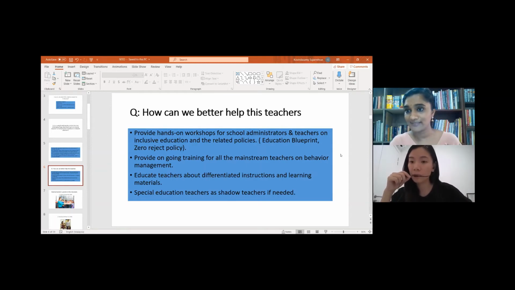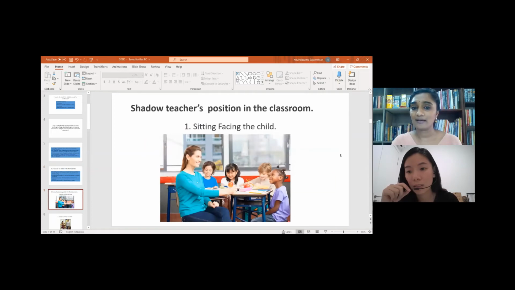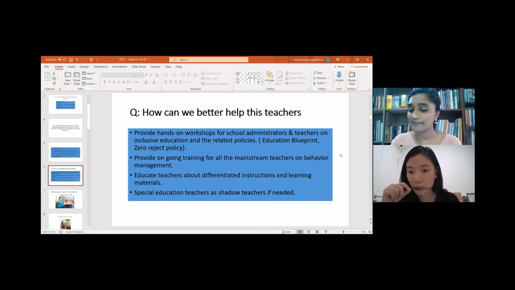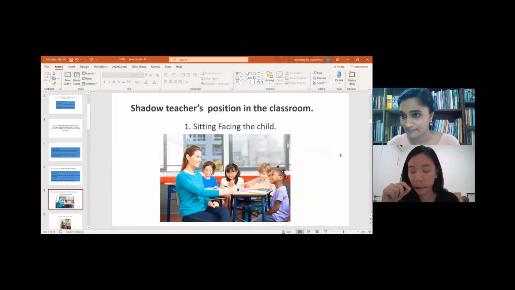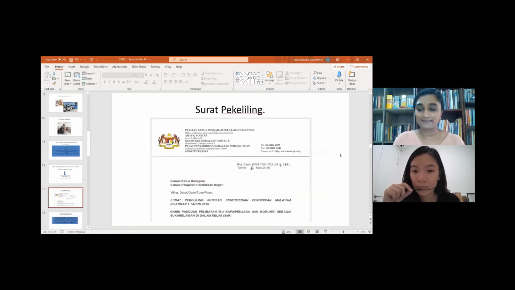This policy is available in Google. You can just type out the name and you get it, you read about it. Zero reject policy says that no national schools can reject any child. Right. So third is, of course, you can negotiate. There's another policy called the SDK policy, Suka Relawan Dalam Community. Okay, this is the policy.